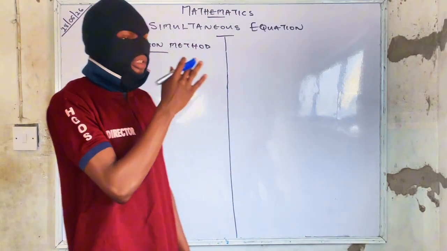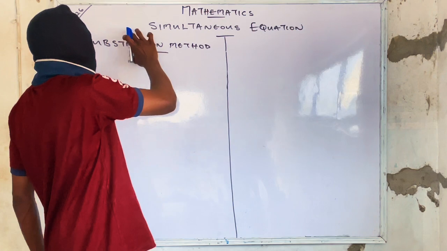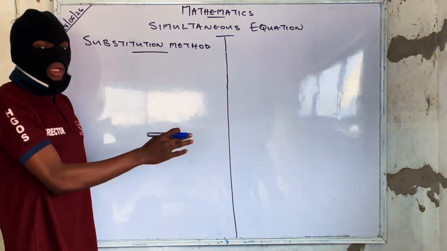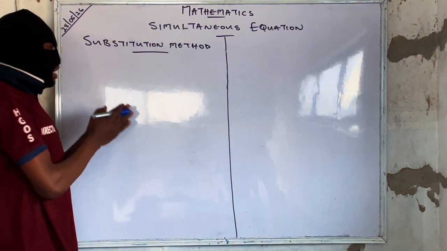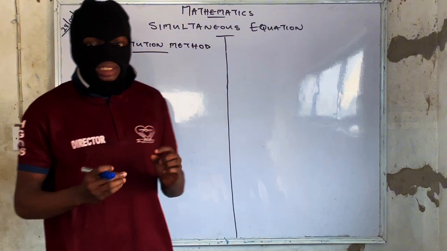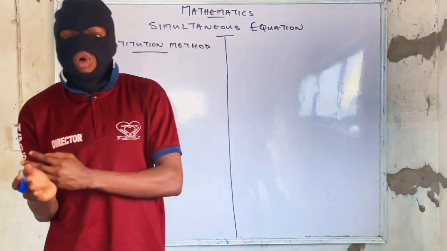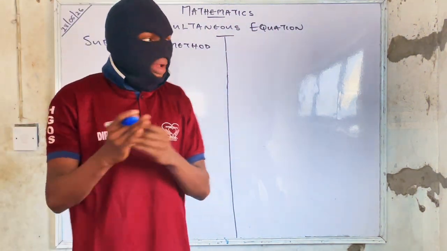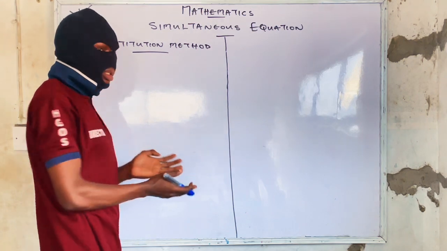We are done with the elimination method. Now let's move on to the substitution method. I told you that the substitution method is just like changing one variable for the benefit of the other variable. And let me tell you something about these methods.